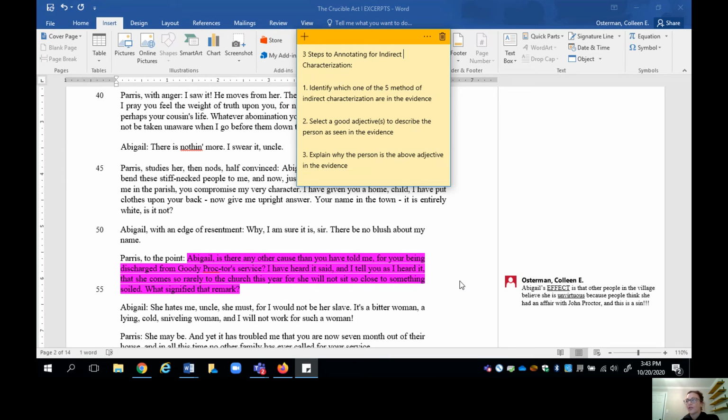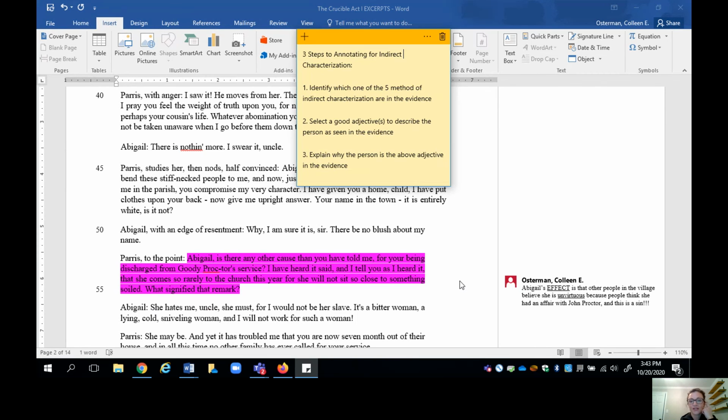Now, Abigail used to work for John Proctor and Goody Proctor, and she was fired. And we don't know really why she was fired, but it's rumored that she was fired because she had an affair with John Proctor. And now Goody Proctor, who Goody just means Mrs., won't come to church because she doesn't want to sit next to somebody so soiled or dirty. So we have a woman who's very, very virtuous who won't come to church because there's somebody so dirty like Abigail there.